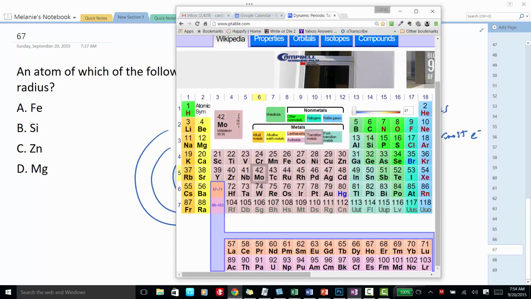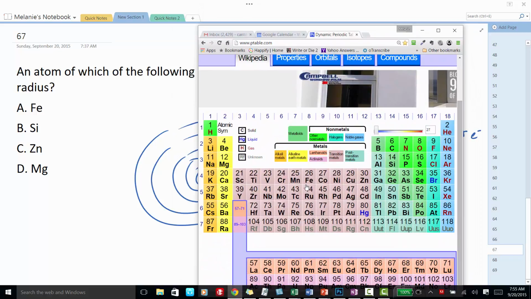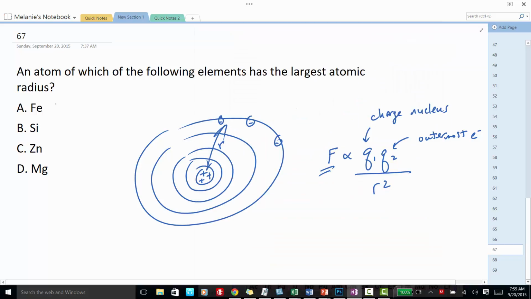So as you go across the periodic table, we have iron here and we have zinc here. As you go across the periodic table, with each subsequent addition of a proton in the nucleus, the atomic radius decreases. So the largest atomic radius is what they're asking for. Let me just check again. The largest atomic radius is going to be iron because zinc is going to be a little bit smaller than iron. So the correct answer is A.